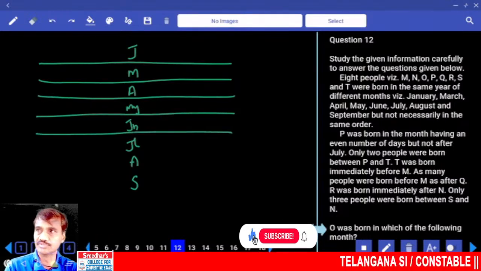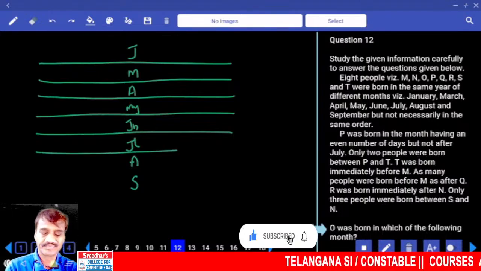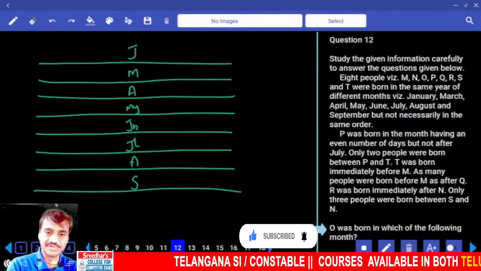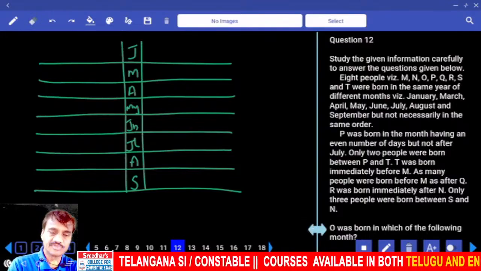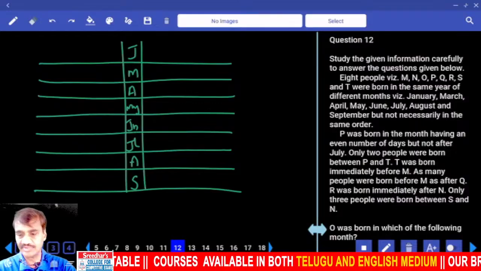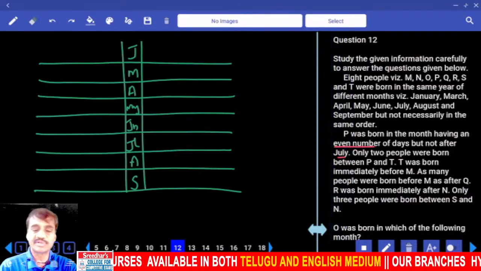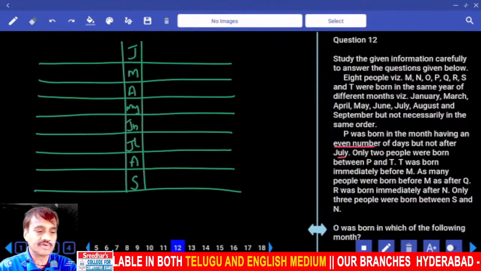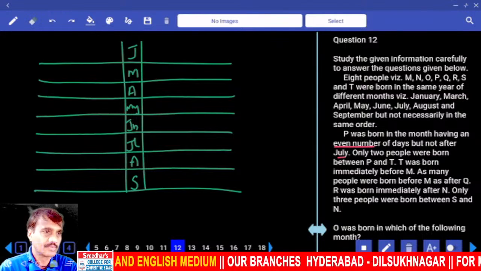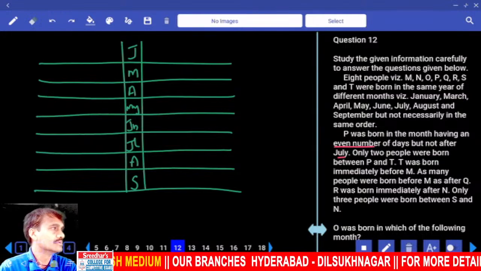Then coming to condition number 1: June, July, August, and September. Now in this condition number 1, tell me what is the information we have. P was born in the month which has an even number of days, but not after July. But not after July means P must be before July. P is before July, no?